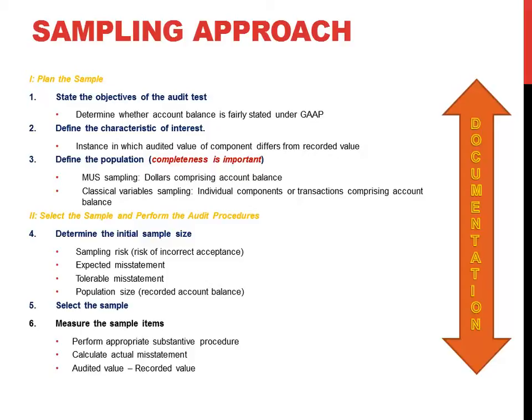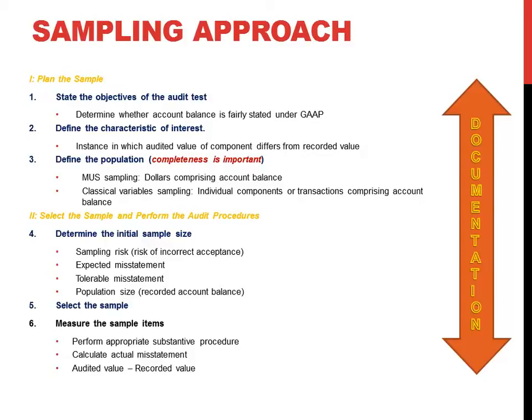So similar to when we talked about attribute sampling, same approach. Documentation, right? We have to document our samples. So we need to know what the objective of the audit is. What is our objective in this audit test? And in this case, with variable sampling, we want to determine that the account is fairly stated in accordance with generally accepted accounting principles.